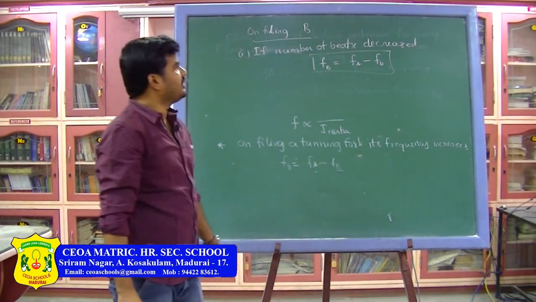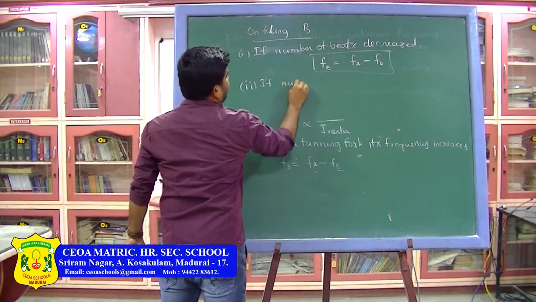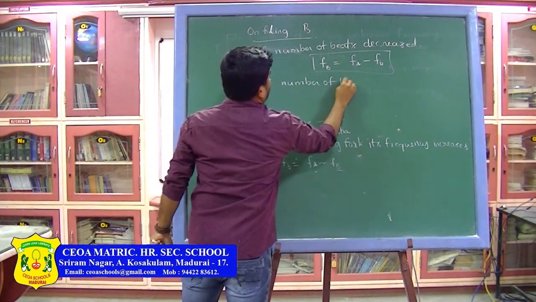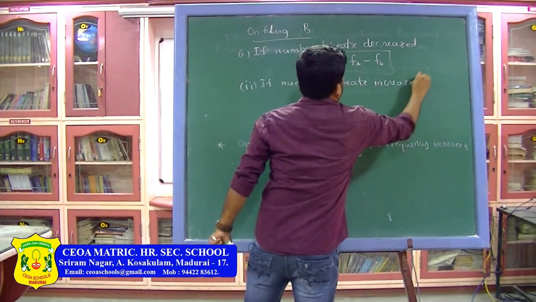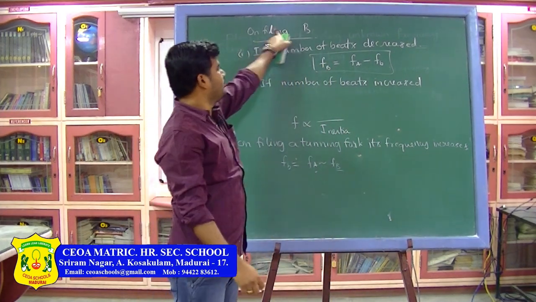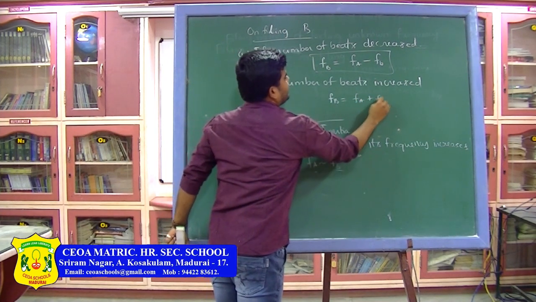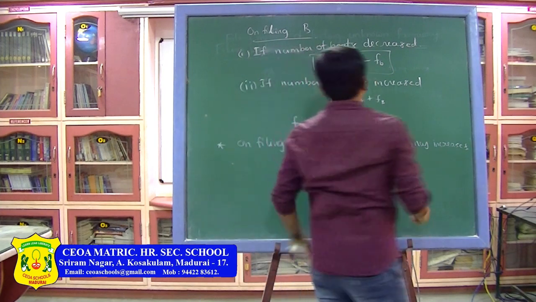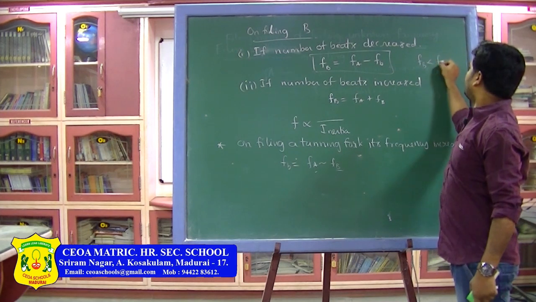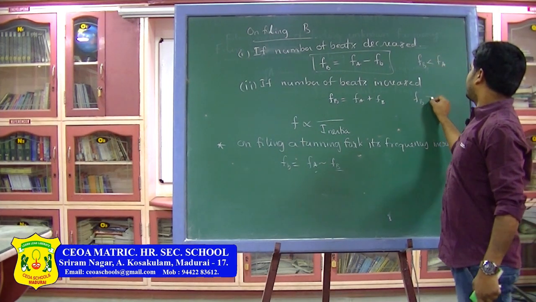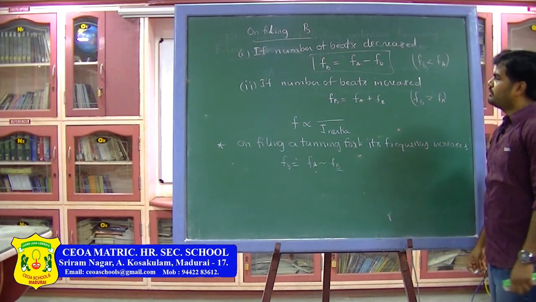Suppose the number of beats increased on filing. Second case: if the number of beats increased on filing tuning fork B, then the unknown frequency f_B is given by f_A plus f_b. Remember, the reason for this is that in the first case the tuning fork frequency f_B is less than f_A, and here f_B is greater than f_A. So, that is the method of finding unknown frequency using the filing method.